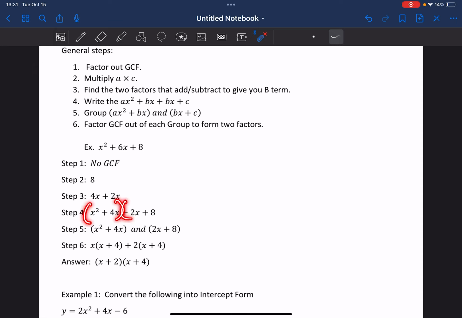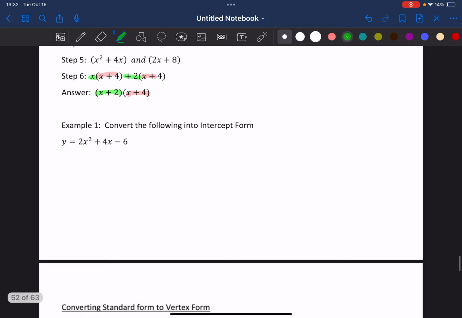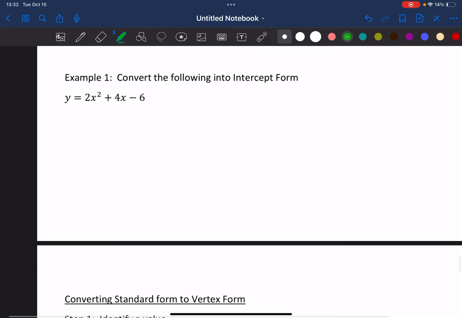Then they separated this into two parentheses and factored out the GCF from each. Notice here that they got the same expression inside of their parentheses. If you do not get this, that means you did something wrong. And then once we have that, we now have this standard form to intercept form because we rewrite one of the parentheses and then everything on the outside gets written in its own parenthesis right here. Okay, so let's look at our example.